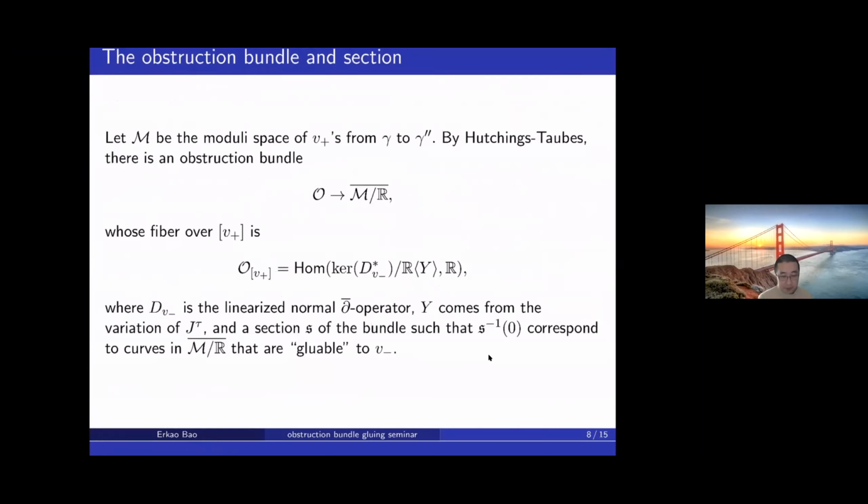And also we have a section S of this bundle. This is the obstruction section, such that the zeros of this section correspond to the curves inside this moduli space that are gluable to V minus. So we want to understand what the zeros are. To understand the obstruction section, first let me introduce the notion of an evaluation map.